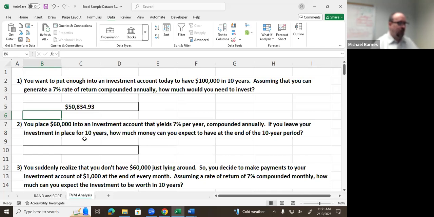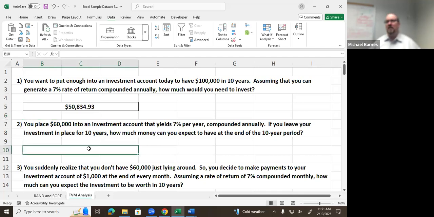All right. Let's go ahead and talk a little bit about this. Let's say that you're going to put $60,000 into an investment account that yields 7% per year compounded annually. If you leave it in place for 10 years, how much can you expect to have at the end of the 10-year period? Well, this is actually another rule of 70 question, which we can say is going to be around $120,000. We don't need the Excel spreadsheet to give a general number, but what can we do if we want to get the exact number?